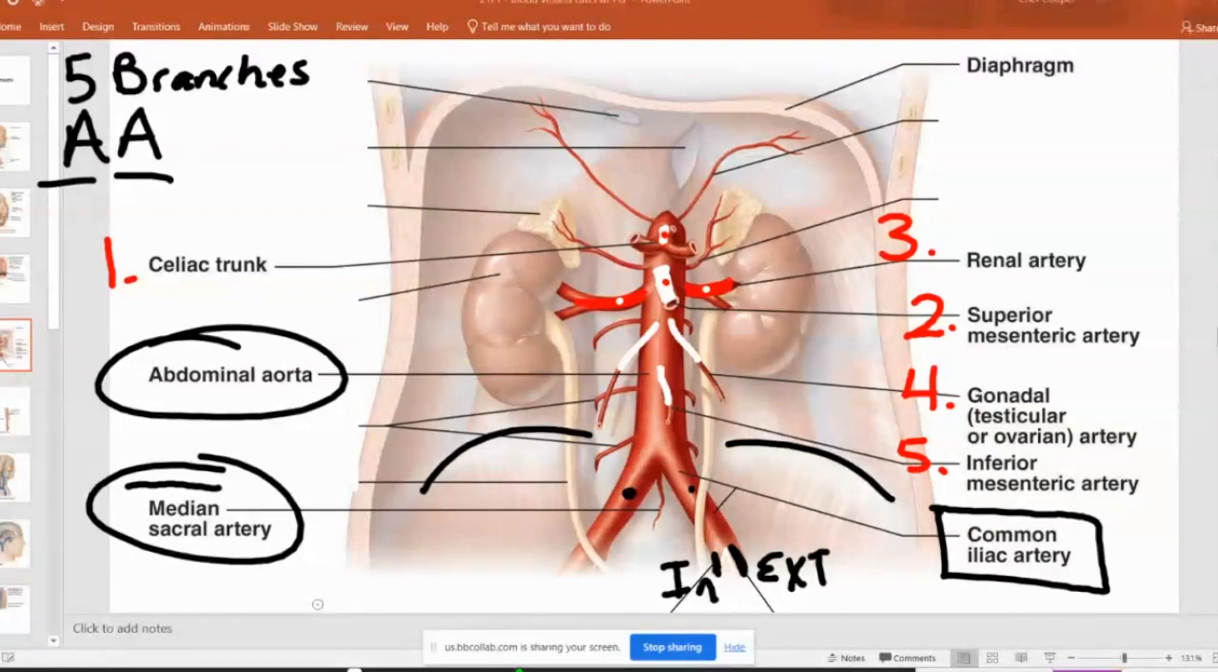And don't forget, I could ask you the diaphragm in any picture that it shows up. Probably not, this is a blood vessel thing, but we want you to know that's the diaphragm separating the chest from the abdomen.